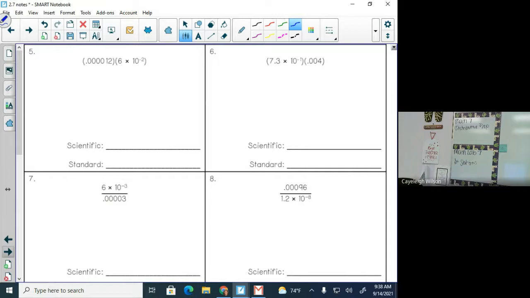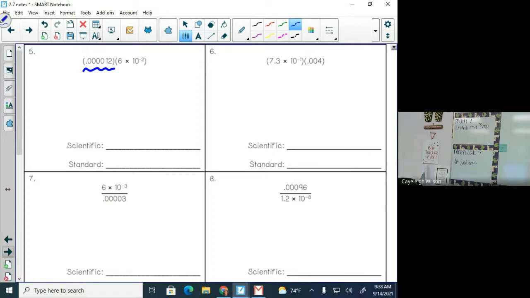Alright, so on this next slide, they give you some that are in standard and some that are in scientific. I personally would make them both standard and then do just what I did on the front side. Okay? So 0.00012 times 6 times 10 to the negative second. I'm going to change this to scientific notation first.